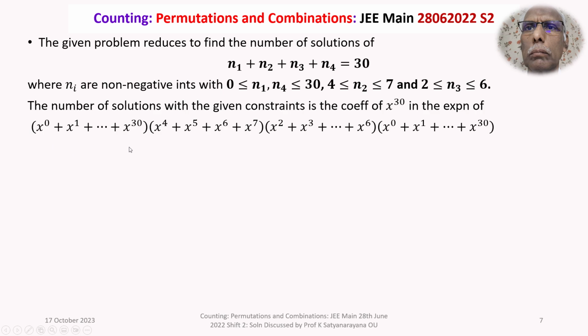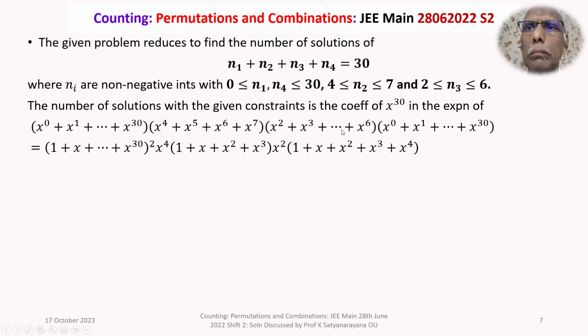Now we write down, that means this implies that is equal to 1 plus x square plus x power 30. And from this second factor, we have taken x power 4 common, written as x power 4 into 1 plus x square plus x cube. In the third factor, we have taken x square common, multiplied by 1 plus x square plus x cube plus x to the power of 4. And for this, 1 plus x plus so on and so forth up to x power 30, that we have written as in the first factor itself as a square term.